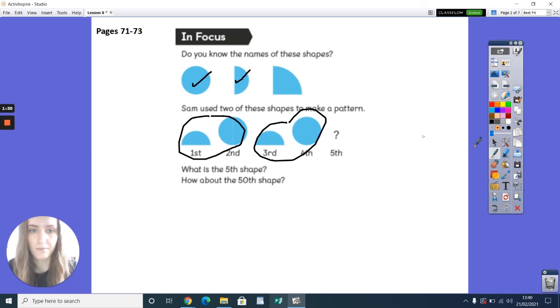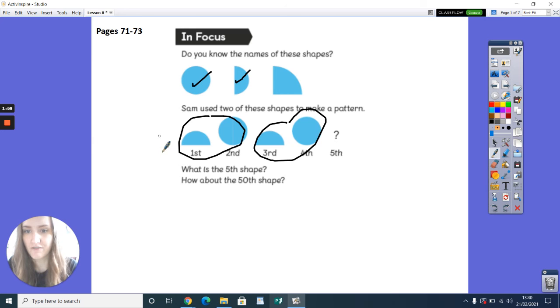But looking at the numbers, the circle is on number 2, it's the second shape, and the circle is also the 4th shape. What do we know about the number? And it would also be the 6th shape, wouldn't it? Okay, so what do we know about the numbers 2, 4, and 6? That's right, they are in the 2 times tables, they are even.